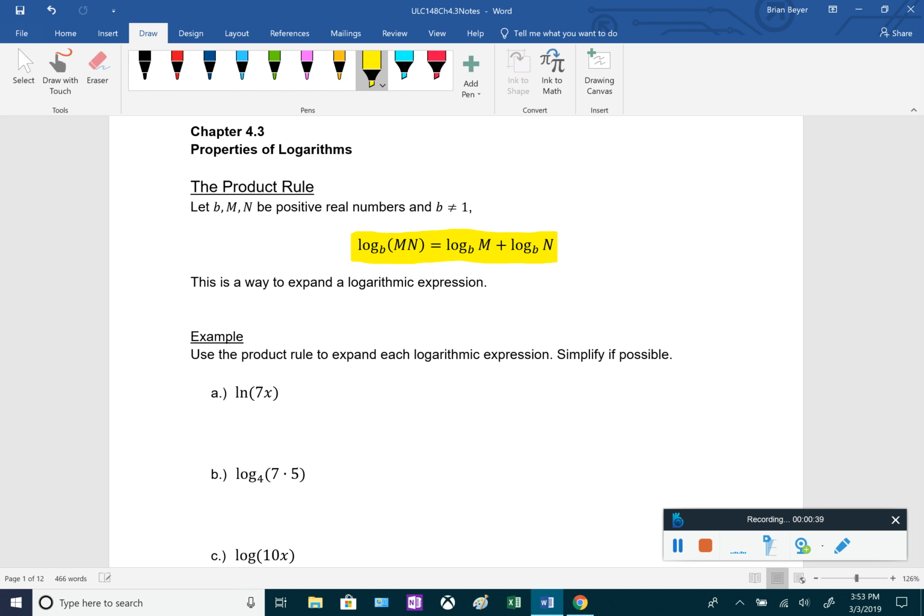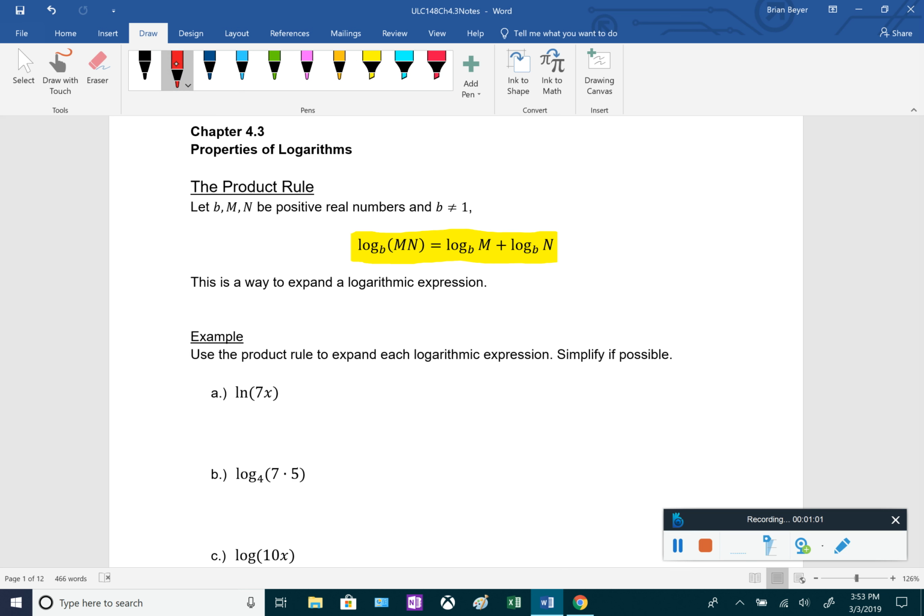It says that log base b of m times n, so things being multiplied, we can split that up and make it log base b of m plus log base b of n. It's called the product rule because the input is being multiplied, m times n. You can split it up by giving each factor its own log base b and separate them by addition.